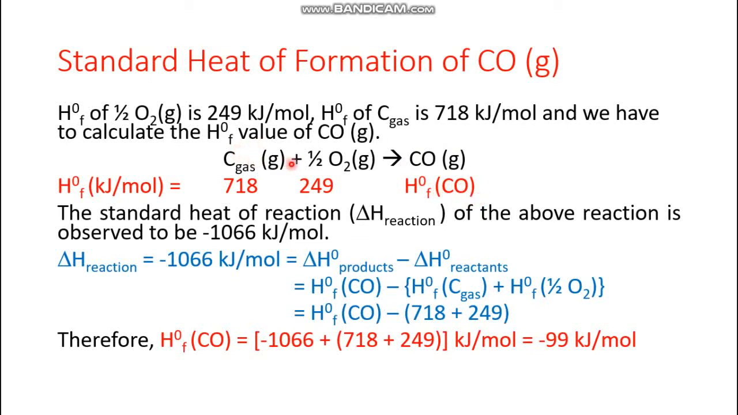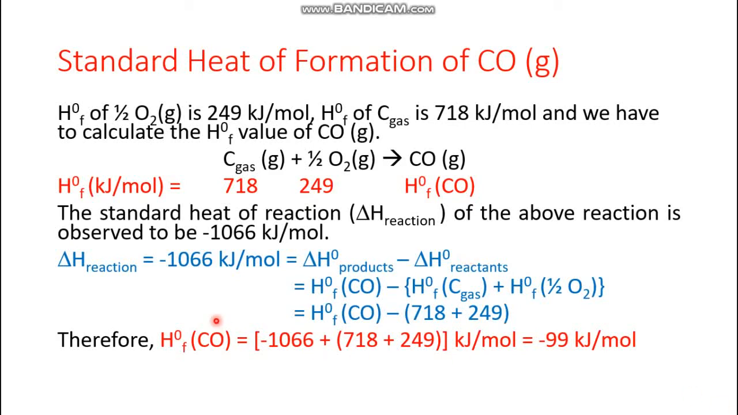But these values are known. They have already been calculated. This value is 718 kilojoule per mole and this value is 249 kilojoule per mole. Okay. So the standard heat of reaction is nothing but the difference between the delta H0 values of the product and the reactants. Okay, this minus this.